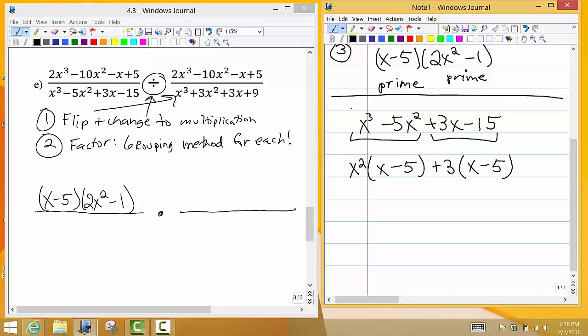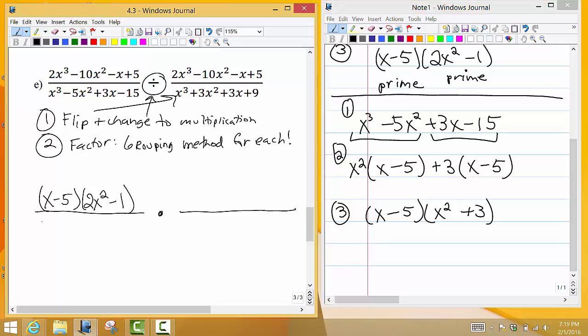So third step is, once we see that we have that matching common binomial, we're going to pull that matching binomial out to the front, and we're going to write what's left over from each term. And notice that both of these are prime. Neither one of them is a difference of squares or a sum of cubes or a difference of cubes. So I'm going to put that right back into the problem.